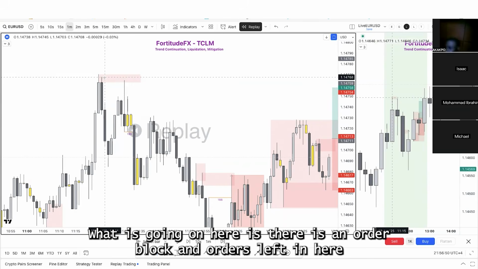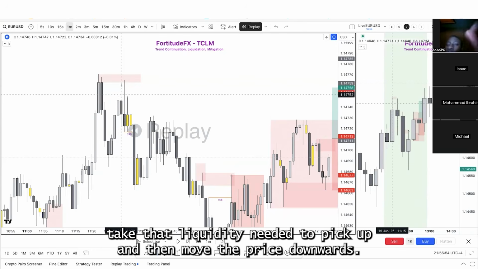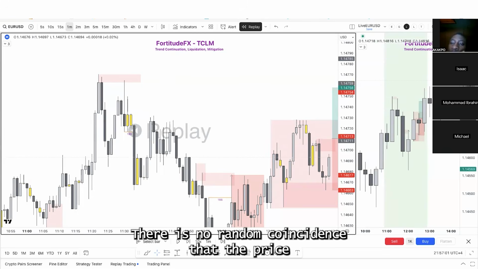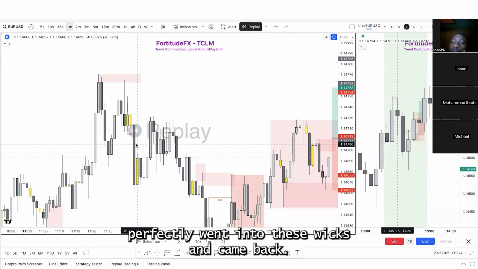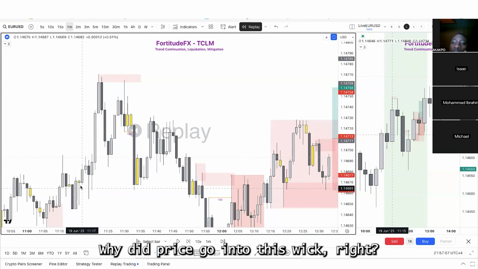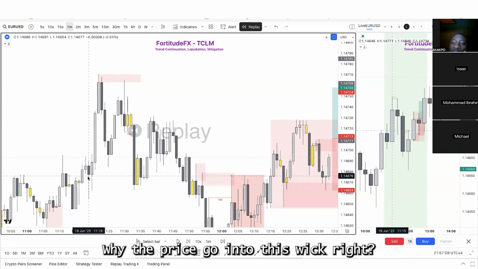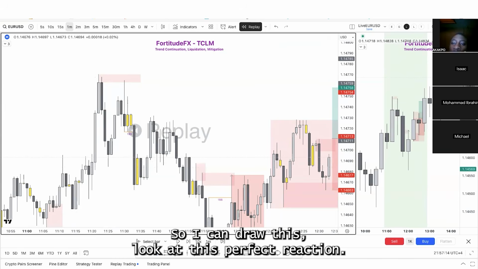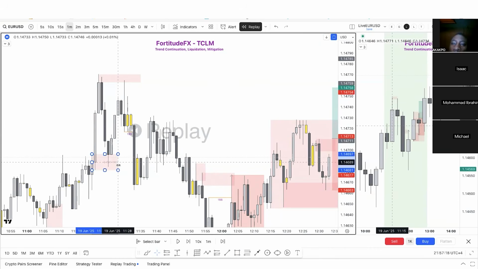What is going on in here is there's an order block and orders left in here, which it needed to pick up, take that liquidity, and then move the price downwards. That is what's happening, right? There is no random coincidence that the price perfectly went into these wicks and came back. Why did price go into this wick, right? There is an order. Why did price go into this wick? And so I can draw this. Look at this. Perfect reaction.